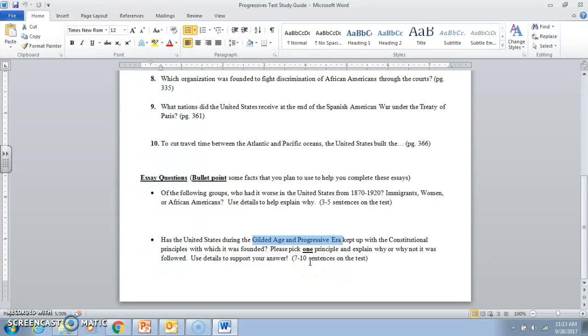You can't say "provide for the common defense" and "immigrants were being treated unfairly." Well, that's not our definition of common defense. So make sure that the principle or the promise that you choose from the gold sheet from the beginning of the year is based on your definitions. Which one makes the most sense to use according to this unit? Then give me evidence why.